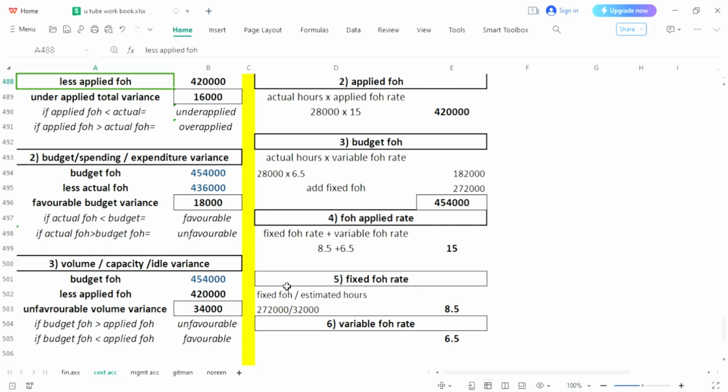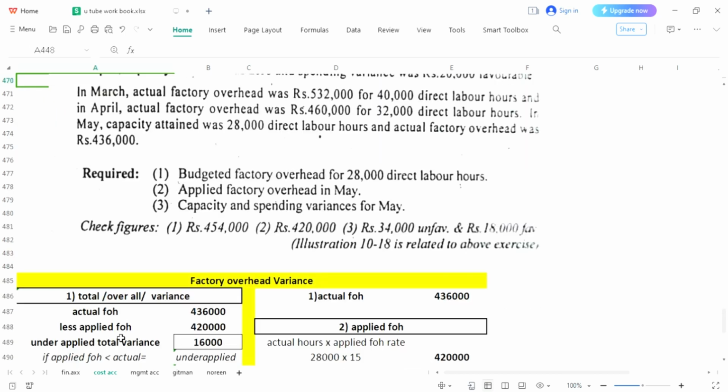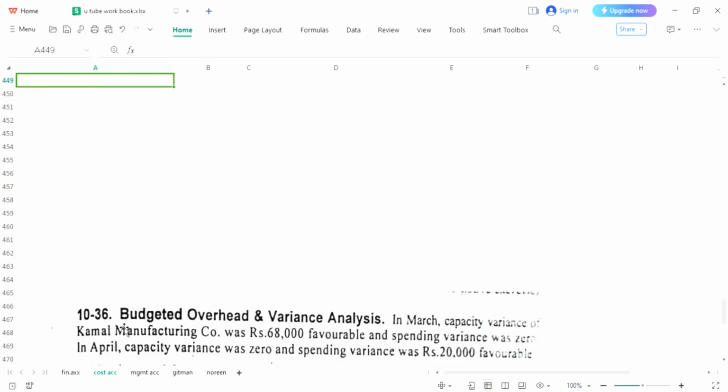So time for question number 10.36 has ended. Hopefully you people have understood the phenomena. If you have any query, you can even put your questions in messages or comments. Surely we will be meeting for the solution of any other question. Right now, time has ended for 10.36.